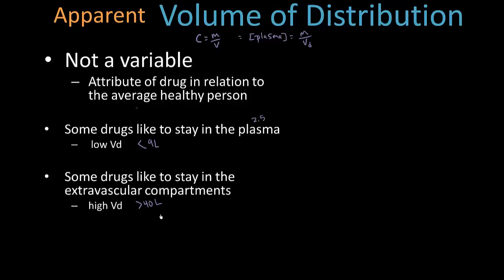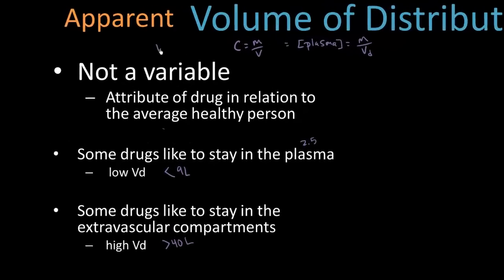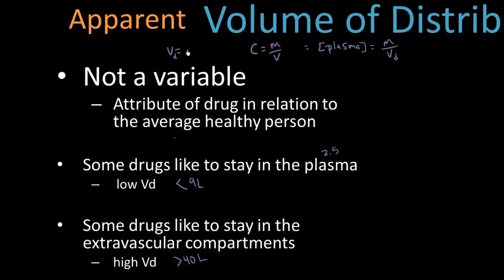Now you might say to me, but wait. You just told me the total body water is 40 liters. How can the volume that this drug distributes in be greater than 40 liters? My response is, it's not a real volume, it's the apparent volume of distribution. If I rearrange this equation, the volume of distribution is equal to the mass divided by the plasma concentration. If this drug is highly bound to, let's say it all goes into the fat extravascularly, and the plasma concentration is super low, I can get this apparent volume of distribution that is very high. I hope that makes sense.